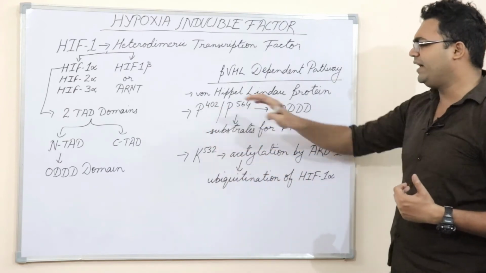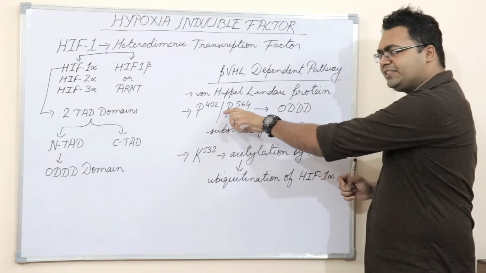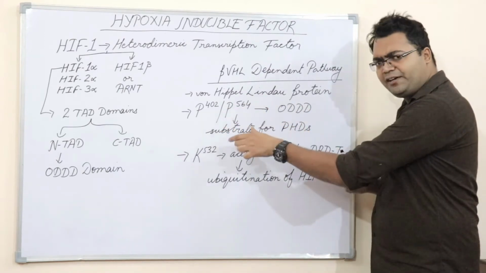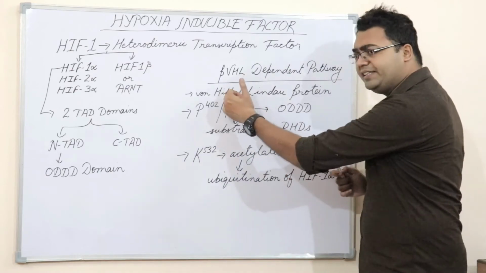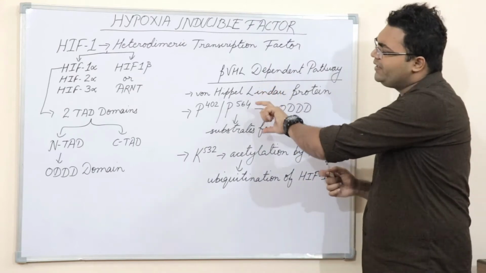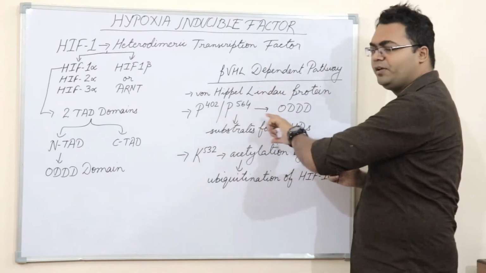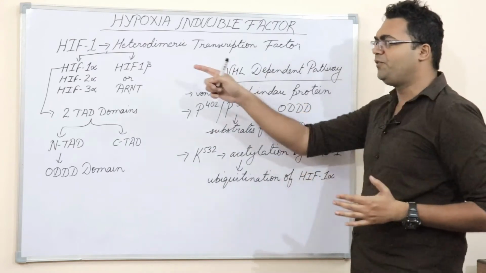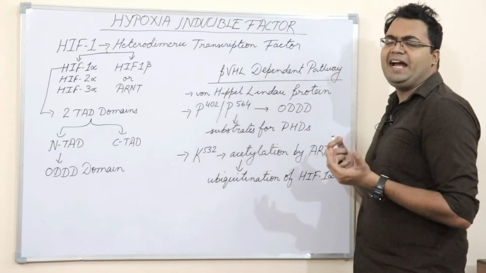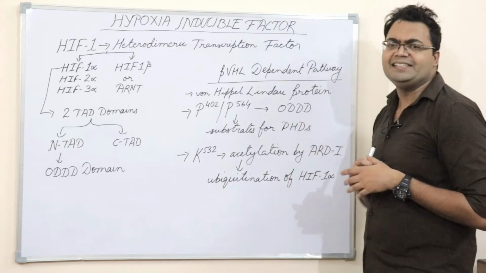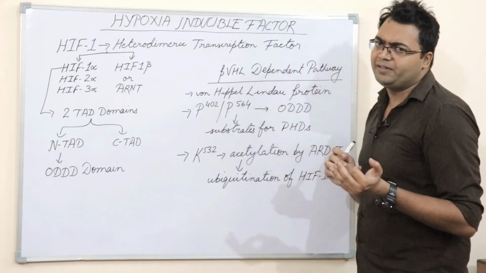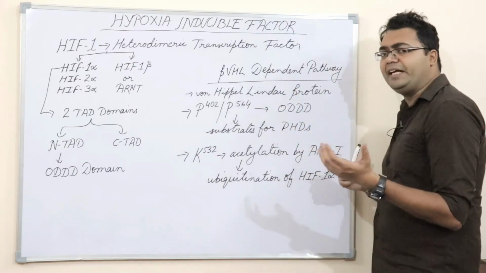Once this acetylation and hydroxylation, or addition of OH groups, are done, specifically the hydroxylation is responsible for it to be recognized by a specific protein known as the von Hippel-Lindau protein. Once von Hippel-Lindau protein recognizes the hydroxylated proline residues present on the ODD domain of HIF1 alpha's NTAD, it becomes primed, it becomes tagged to be recognized by the E3 ubiquitin ligases, mostly elongins. Once E3 ubiquitin ligases recognize it, we all know that it will go for ubiquitination.